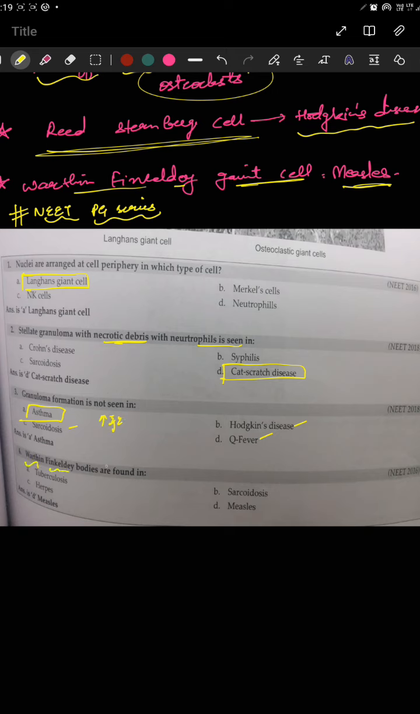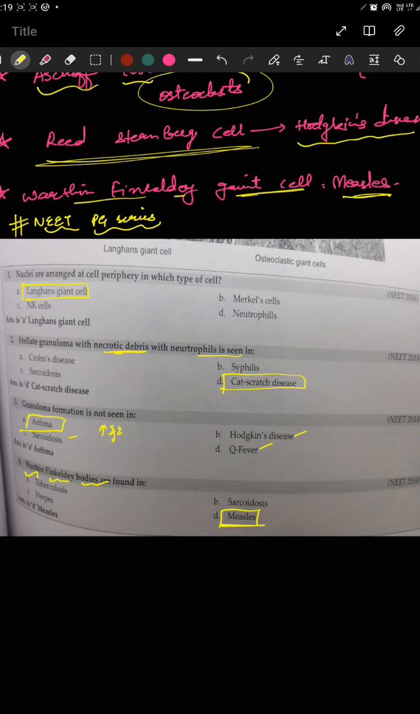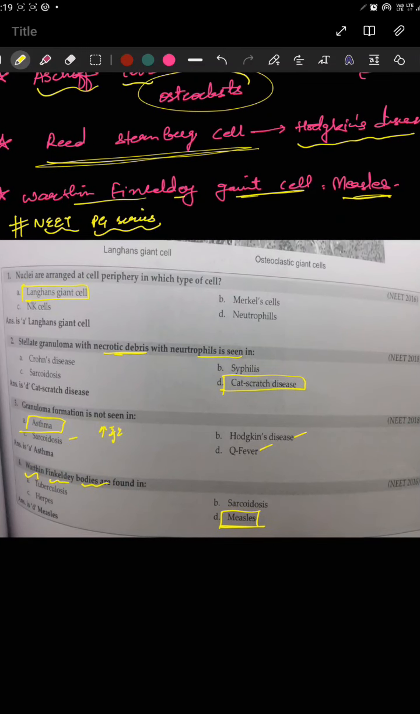Then these Warthin-Finkeldey bodies are very specific for measles, right? So this is very specific for measles, and there are various manifestations of measles which can be there. There is Hecht's giant cell pneumonia, very specific, caused by measles.